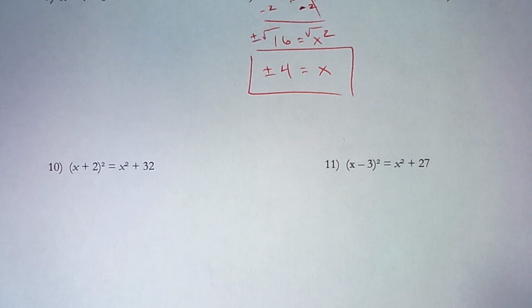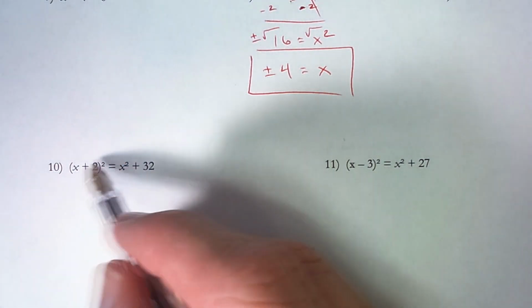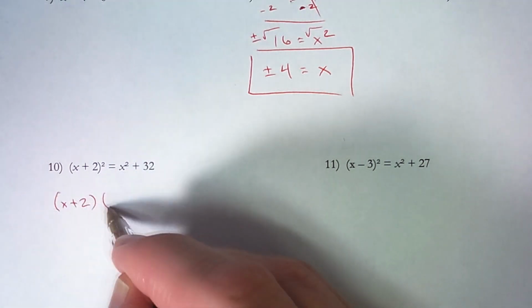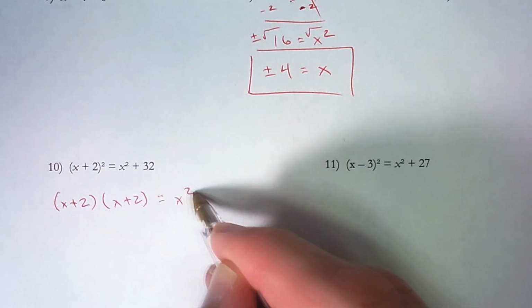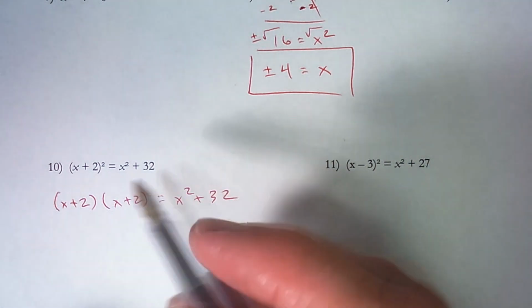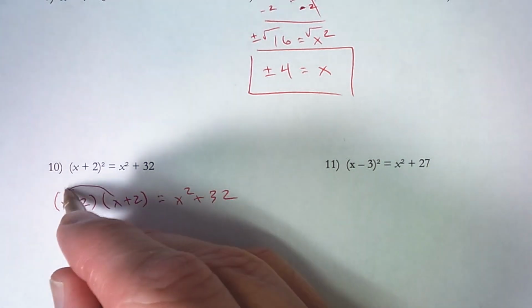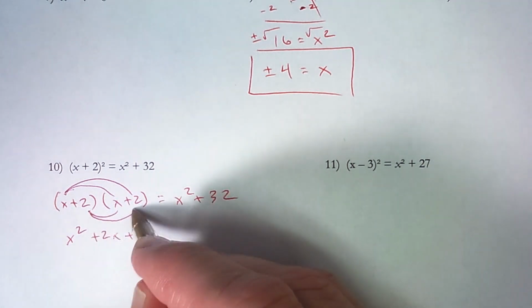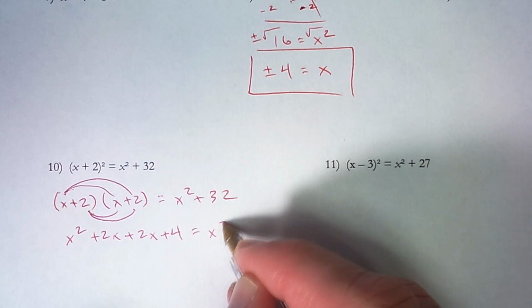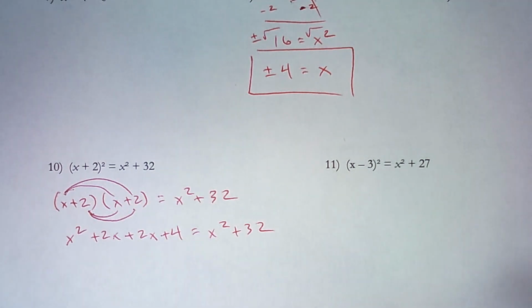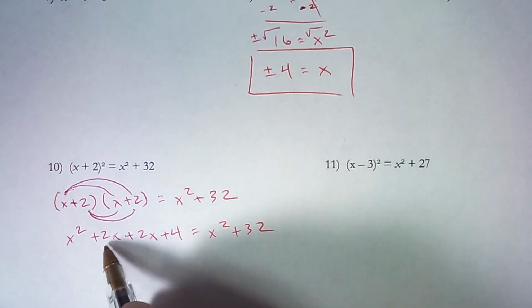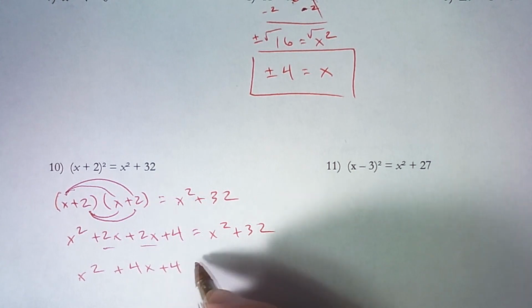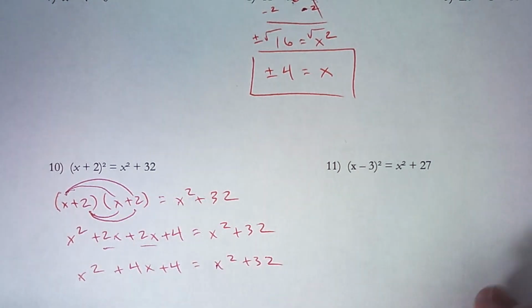Okay, on to number 10. So for number 10, (x plus 2) squared really means x plus 2 times x plus 2. So I need to distribute this. I get x squared plus 2x plus another 2x plus 4 equals x squared plus 32. Okay, I see some like terms here. x squared plus 4x plus 4 equals x squared plus 32.